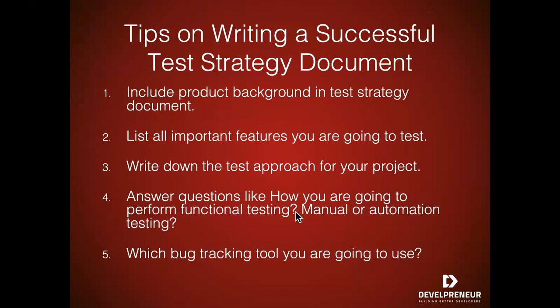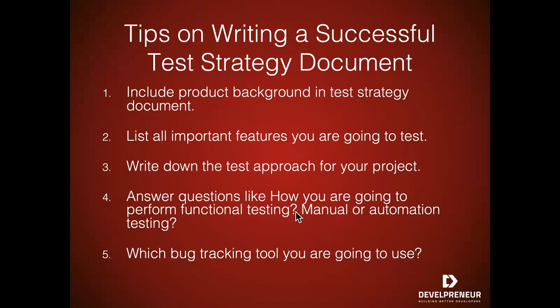One, you can include product background in the test strategy document. So in the first paragraph of your test strategy document, answer things like why stakeholders want to develop this product. This will help you understand and prioritize things quickly. Two, list all important features you're going to test. If you think some features are not part of this release, then mention those features under the features not to be tested label.